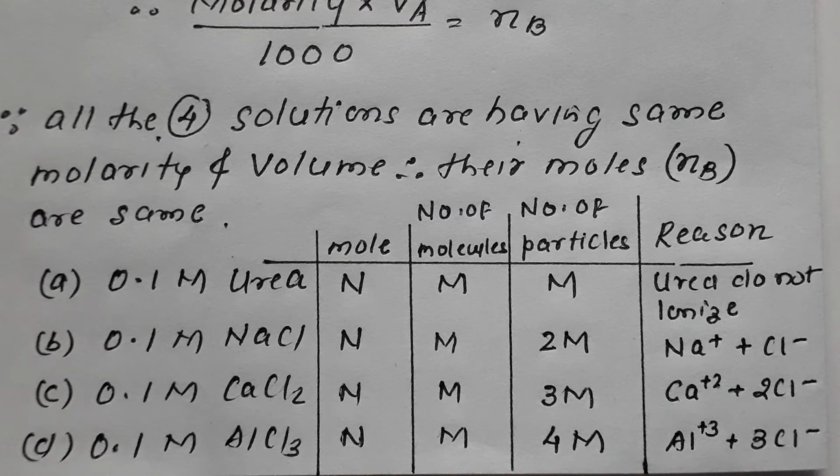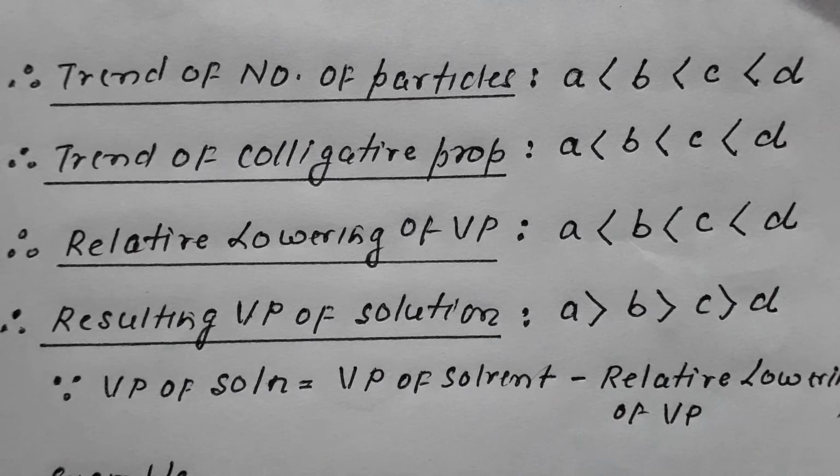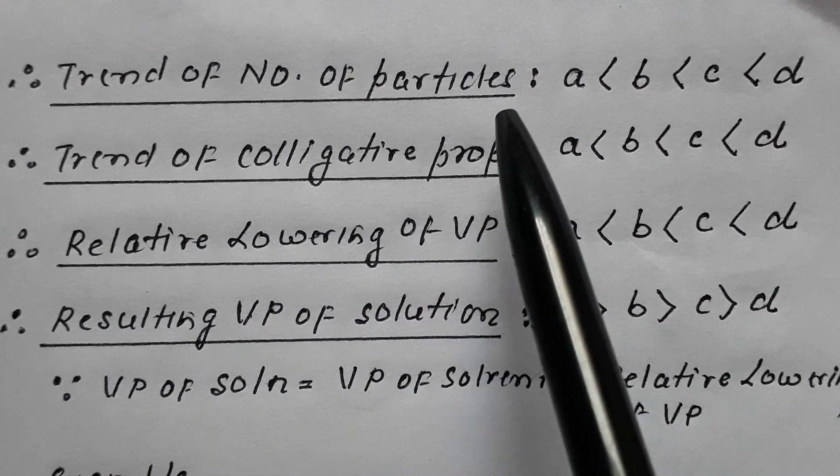Now since they differ in the number of particles, definitely they will differ in the trend of colligative property, and also in the consequence of the colligative property. So let us now discuss the trend of colligative property and its consequence. The one we are discussing is the relative lowering of vapor pressure and its application to the resulting vapor pressure. On this basis, first is the trend of number of particles.